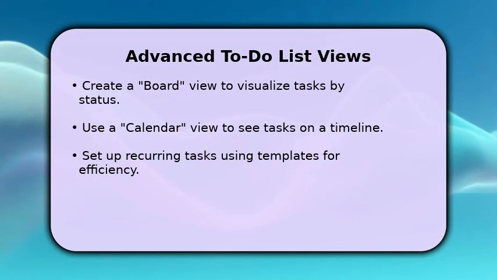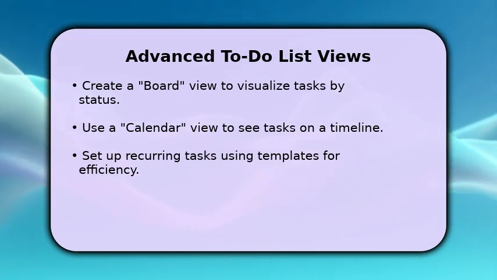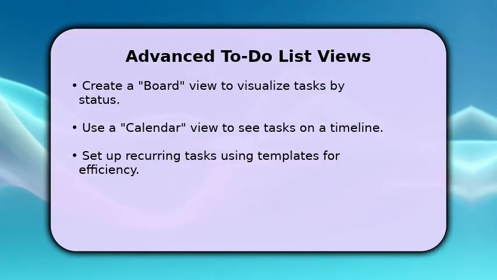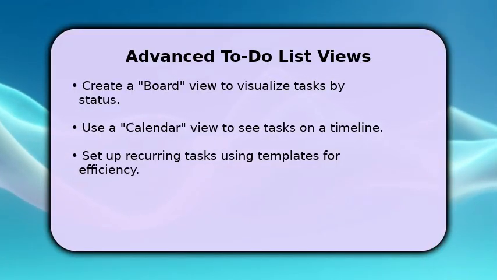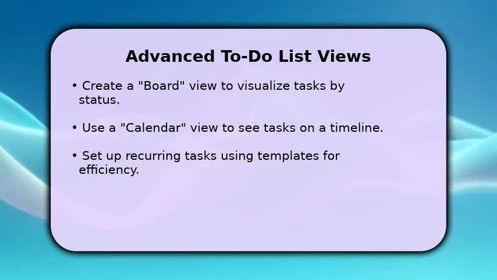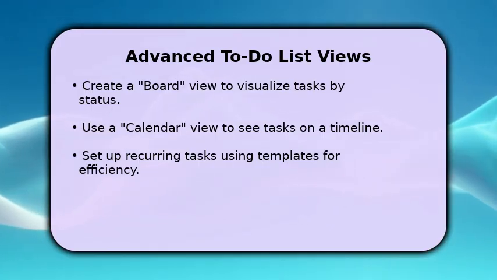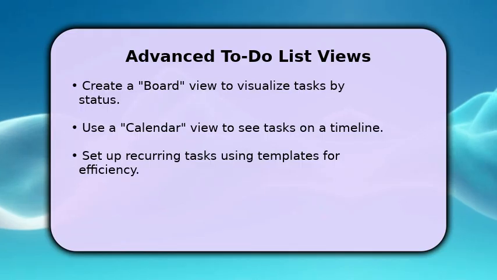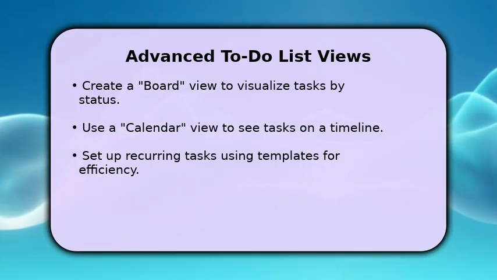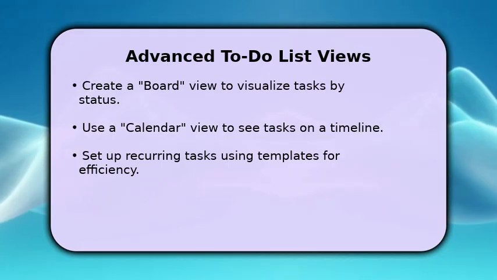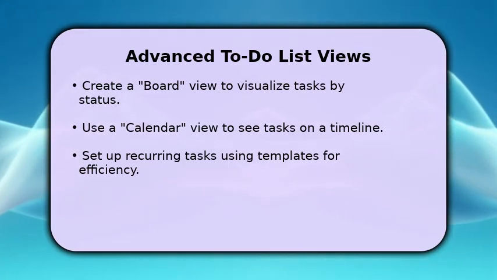To take your Notion to-do list to the next level, explore different views. Create a board view to visualize tasks by their status like to do, in progress, and done, offering a clear workflow overview. Additionally, set up a calendar view to see your tasks spread across a timeline, which is excellent for planning. For recurring tasks, utilize Notion's template feature. This saves you time and ensures consistent task creation without manual repetition.